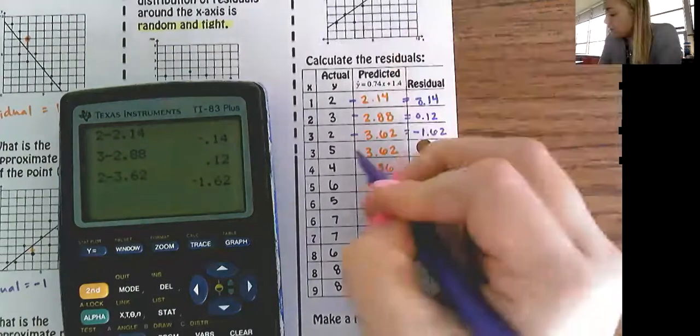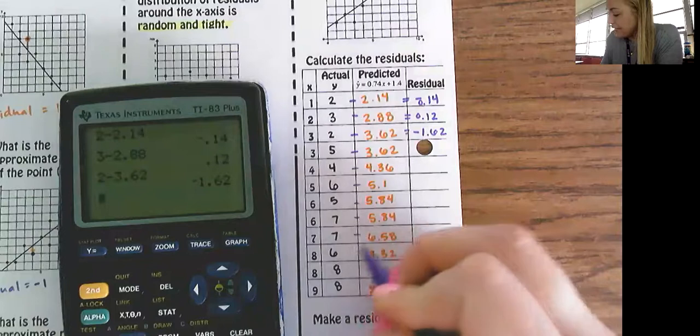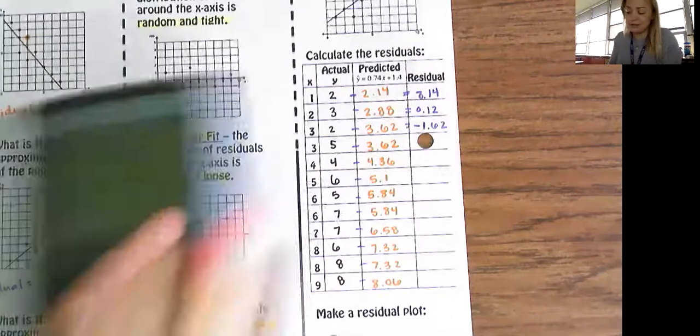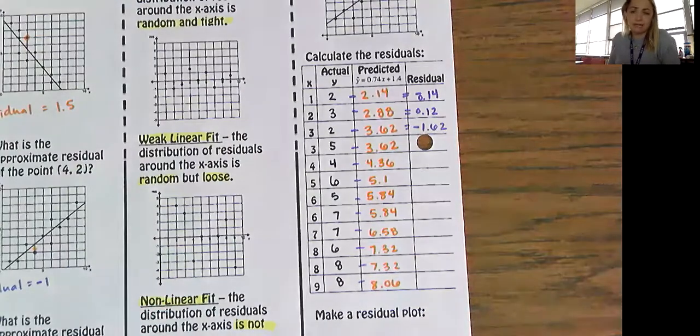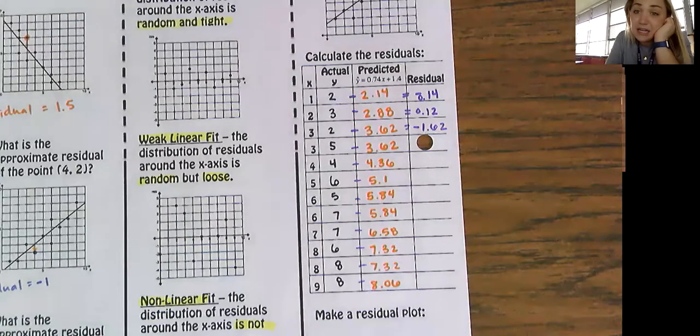Okay, so for all of these, you are doing the actual minus the predicted, and you are going to get your residual amount. I want you to finish calculating these on your calculator. Please don't do these in your head because some of them are some pretty fancy subtraction with decimals. So push pause, fill this in, and then we'll check our answers in a moment.